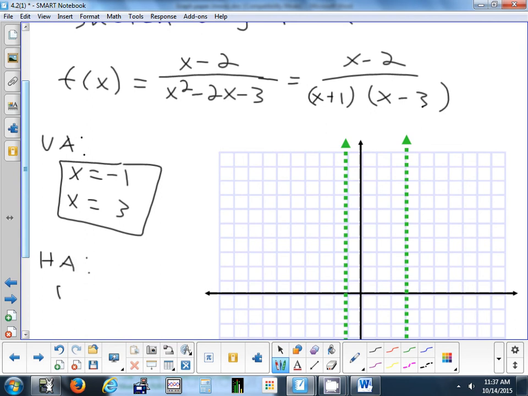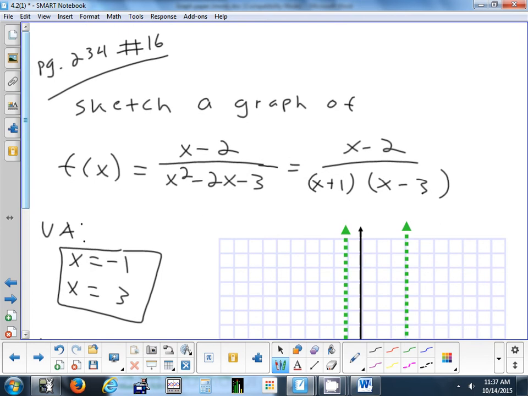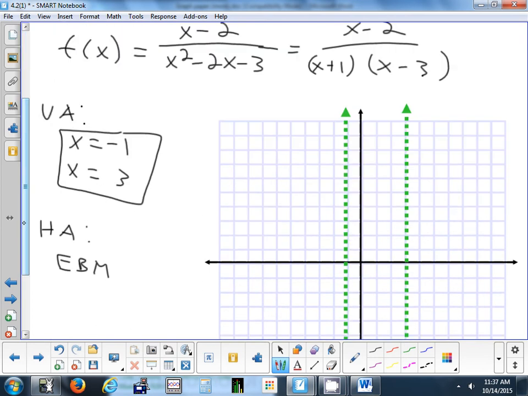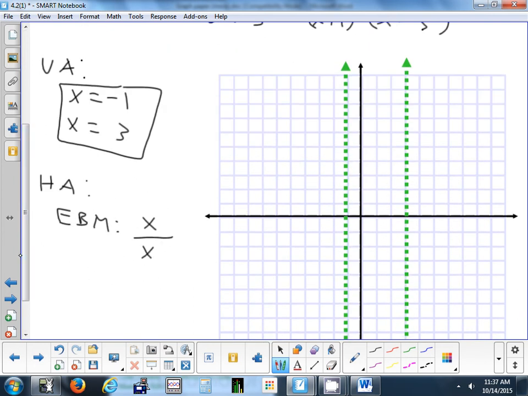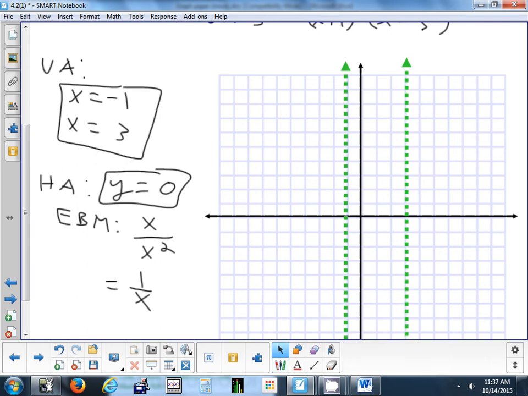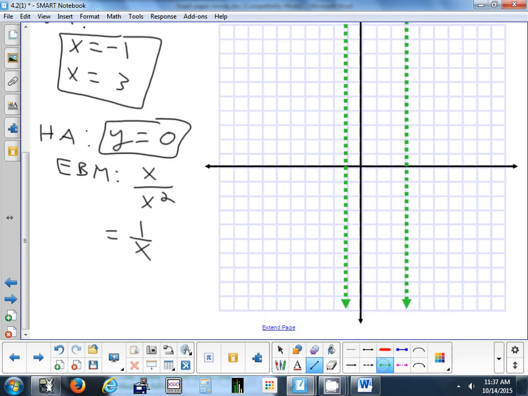Okay, next we'll find our horizontal asymptotes. And to do that, we get the end behavior model. In this case, the highest degree term in the top is x. Highest degree term in the bottom is x squared. And when we reduce that, it becomes 1 over x. So as x gets really big or heads towards infinity, we'd have 1 divided by a really, really big number, which comes out to a really small number, approaching 0. Okay, so this time we have a horizontal asymptote at 0.